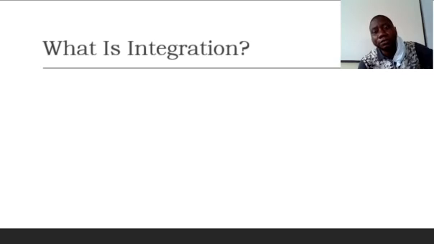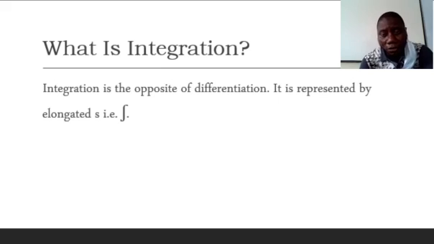What is integration? Like I said earlier, integration is the opposite of differentiation, or you can say integration is anti-differentiation. And we have this symbol to represent integration, long S. This symbol is called long S. It is used to symbolize integration.